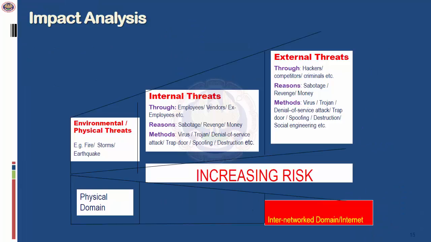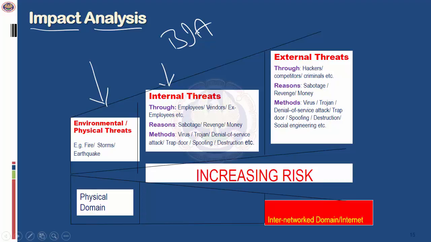Now let's do the impact analysis. In business continuity planning, it's also called BIA, which is business impact analysis. So you have already seen the threats could come from different sources. It could come from environmental, physical threats. There could be internal threats through the employees or vendors, or there could be sabotage, or there could be various methods which are used for this internal threat. There could be external threats, and this could be the hackers. There could also be losses in the physical domain.